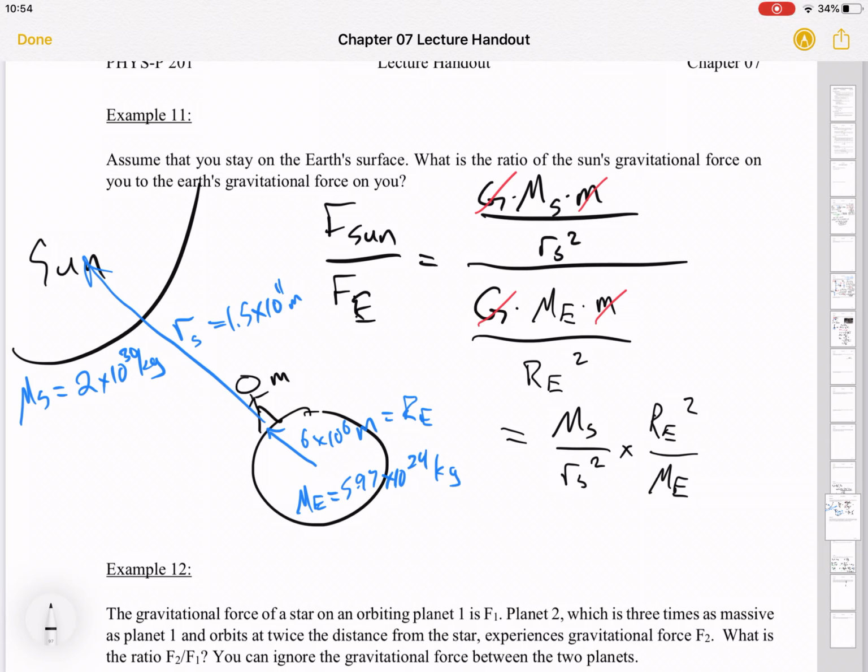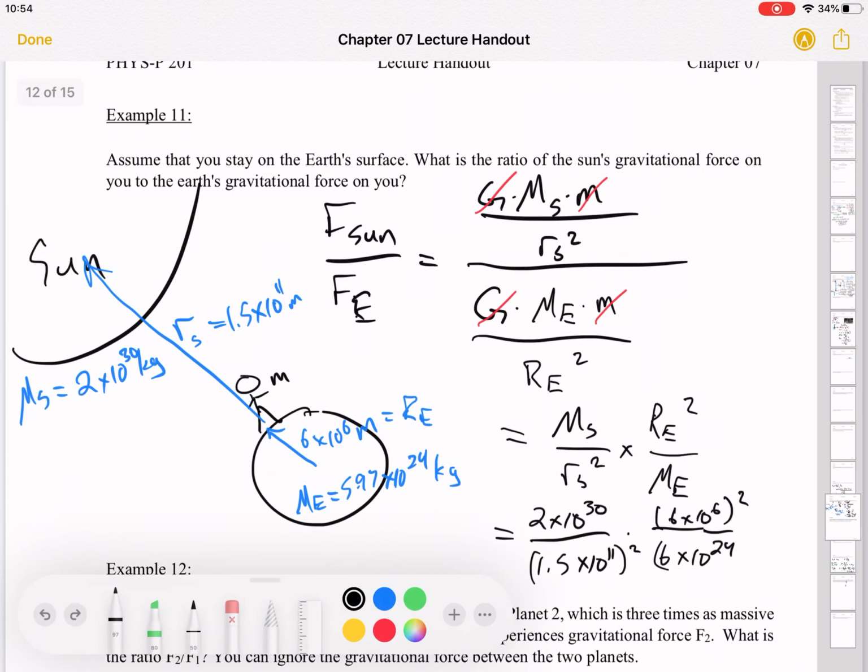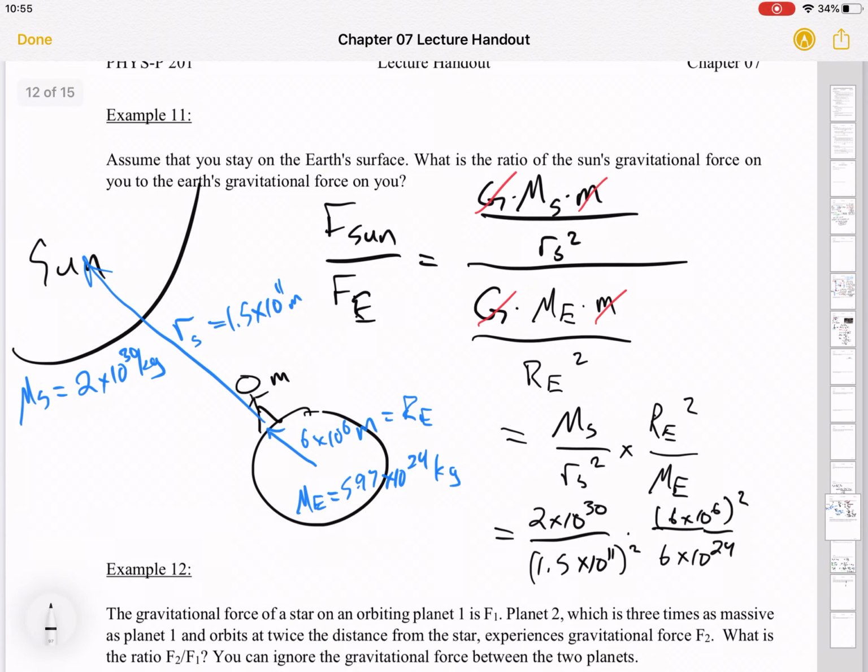If you're uncomfortable with dividing by the fraction, you can just leave it. You can solve the top fraction and the bottom fraction and then just take the ratio. At this point, though, it's just numbers, right? We just plug these in. So we will. 2 times 10 to the 30th divided by 1.5 times 10 to the 11 squared, times 6 times 10 to the 6 squared, divided by the mass of the Earth, which is pretty close to 6 times 10 to the 24. That's it. Okay, so if you do that math, what you get is 0.006. That's rounding a little bit.